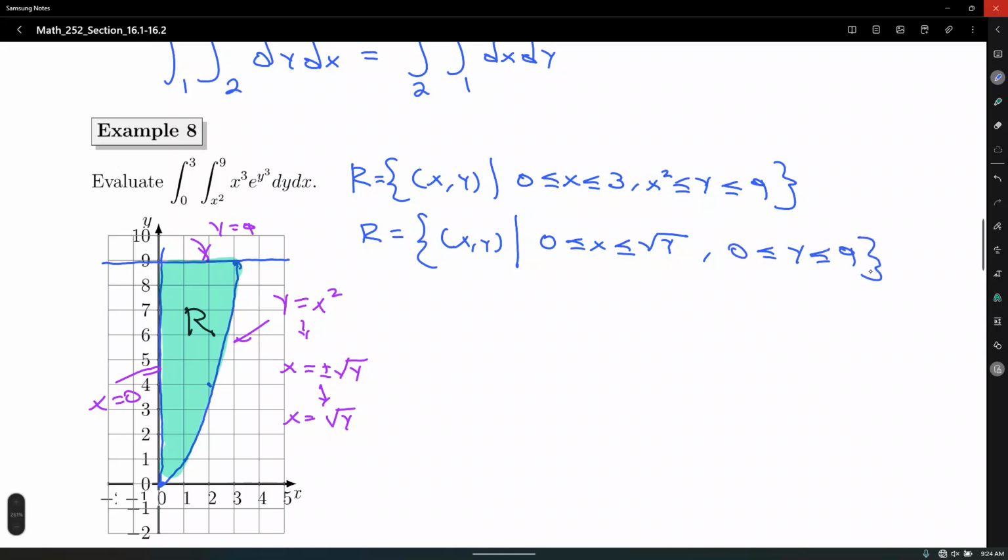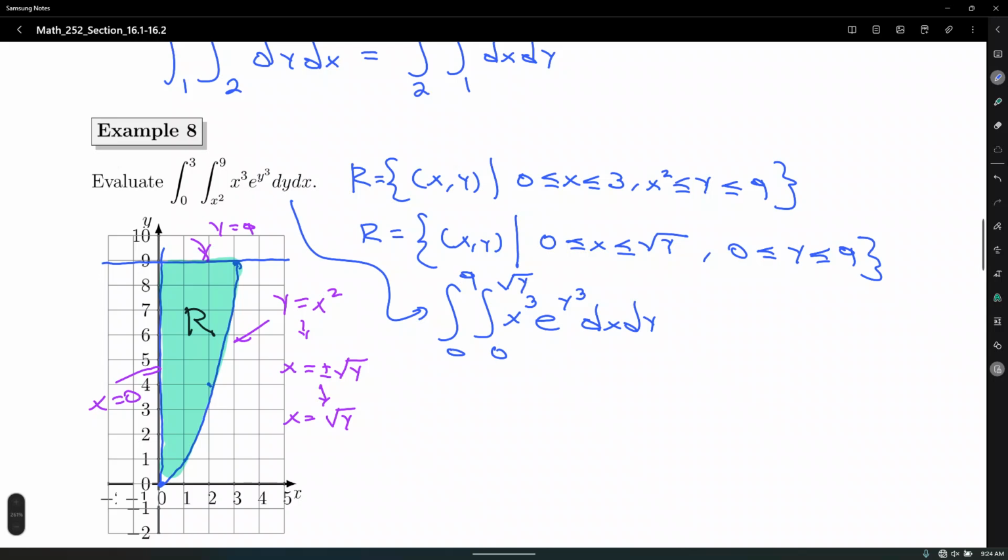to 9. All right? So now we're going to write a double integral to evaluate this integral in the reverse order of integration. So this will be the double integral of x cubed e to the y cubed. That remains the same. Instead of going dy dx, we go dx dy. And we're going to go in the direction of x from 0 to the square root of y, and from 0 to 9 for the outermost limit.